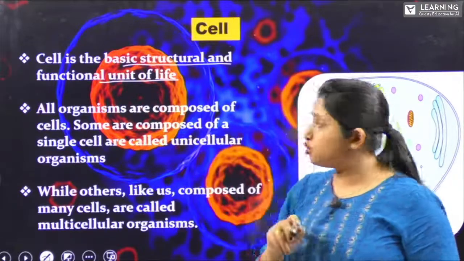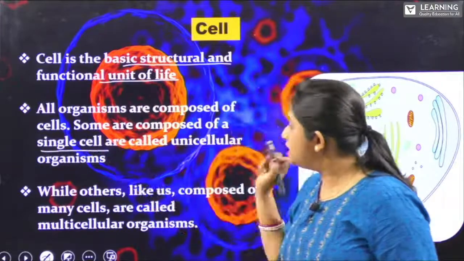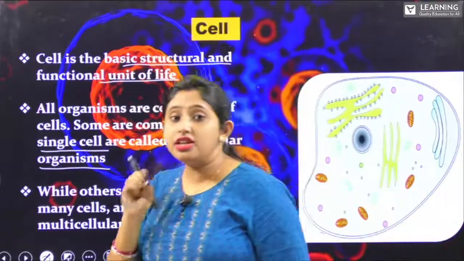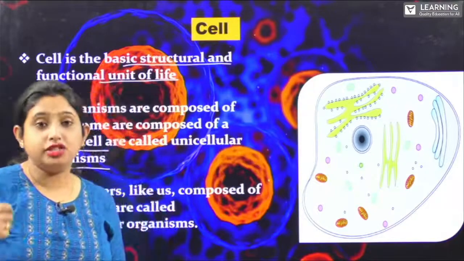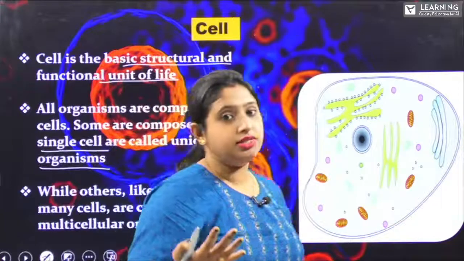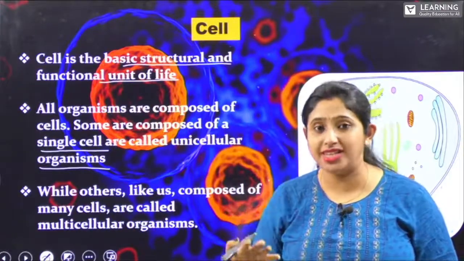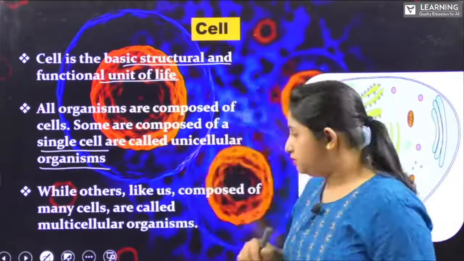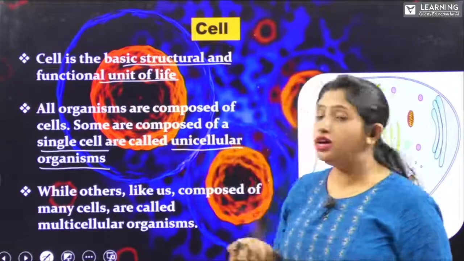So all organisms are composed of cells. As you can see, some are single cell and they are called unicellular organisms. There are some organisms made up of only one cell, that is your bacteria, amoeba, protista, they are all made up of only one cell. Like we have many cells in our body, but they have only one cell. So what do we call them? We call them unicellular organisms.